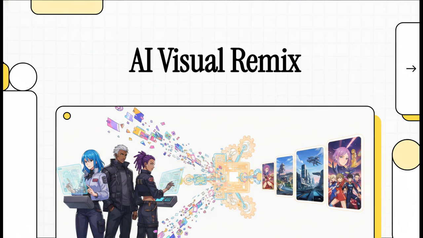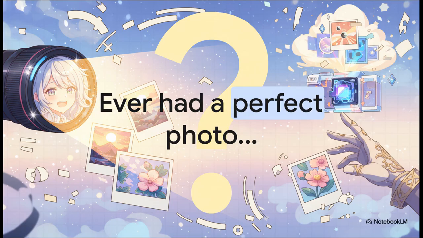Let's talk about AI visual remixing, specifically how to get the exact results you want without all the usual AI-generated chaos. Oh, you know the feeling, right? You've got that perfect shot. The composition, the subject, the lighting, everything is spot on.